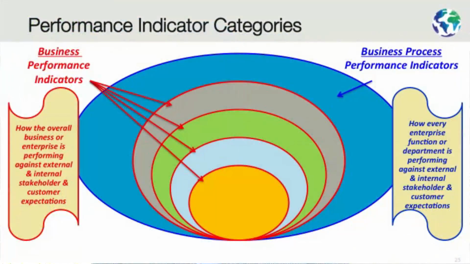There are two categories of performance indicators: business performance indicators and business process performance indicators. The first category, business performance indicators, show how the overall business or enterprise is performing against external and internal stakeholder and customer expectations, while the business process performance indicators show how every enterprise function or department is performing.